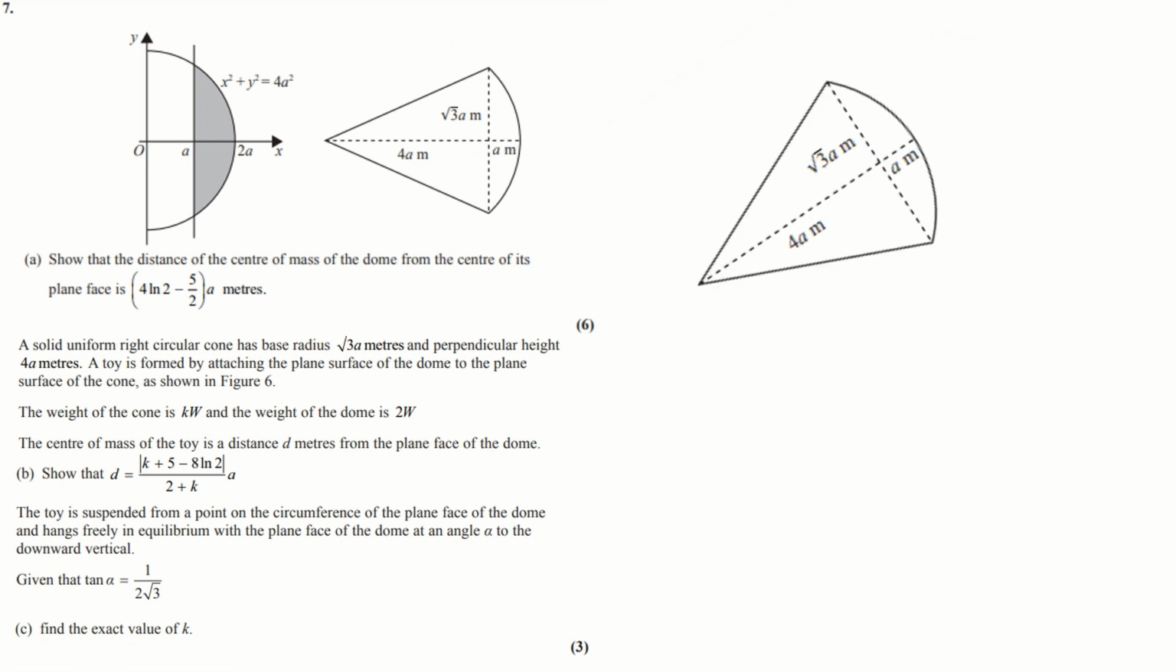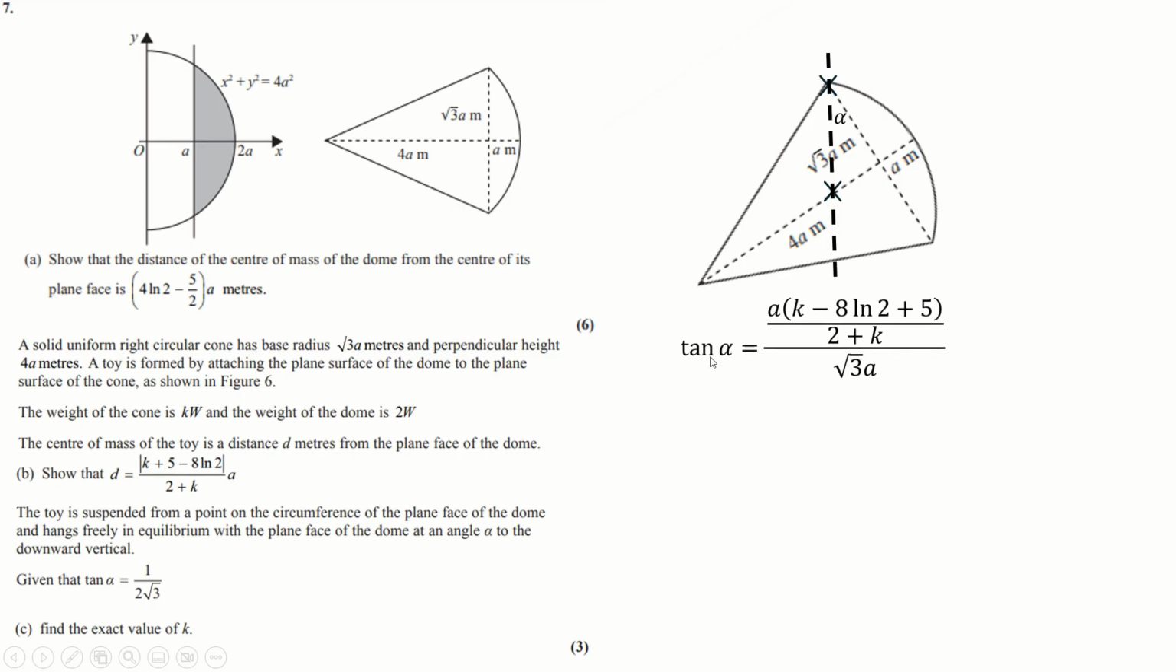And then finally, we're going to suspend the toy from a point on the circumference of the dome, and it's going to, of course, hang so that this line here down to the overall center of mass is vertical. So now again, I'm assuming the center of mass of the overall toy is somewhere in the cone. It doesn't matter. You could do it the other way and it'd be fine. But this distance we just said is this, and of course this angle is alpha because it tells you, and it also tells you tan alpha is this. But of course, if this distance here is root 3a, then we can say tan alpha is just the distance we just found over root 3a.